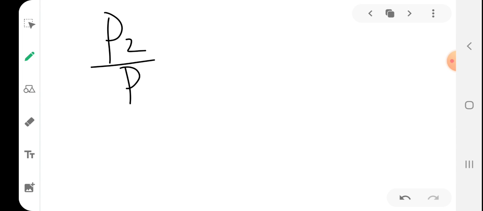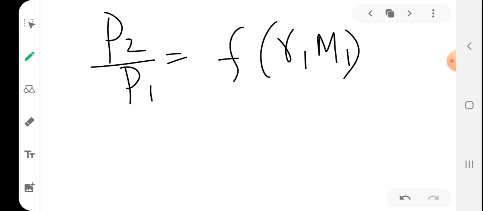You should be able to write P2 by P1 as a function of gamma and Mach number 1 only. Then there won't be any need for finding M2 using M1 separately. You can directly use this equation. So how to do that? Students better use this.